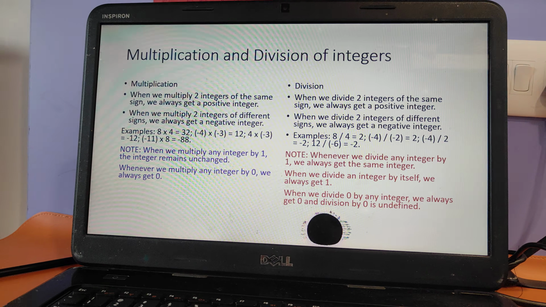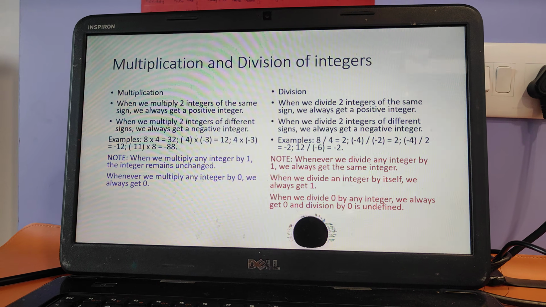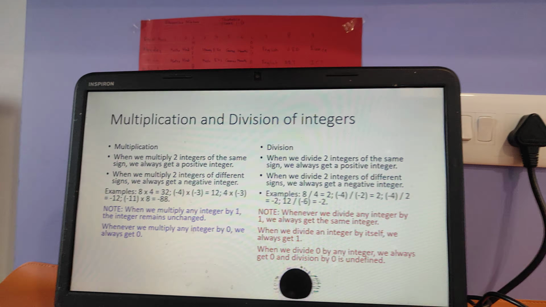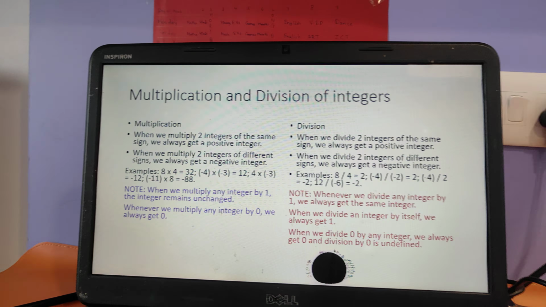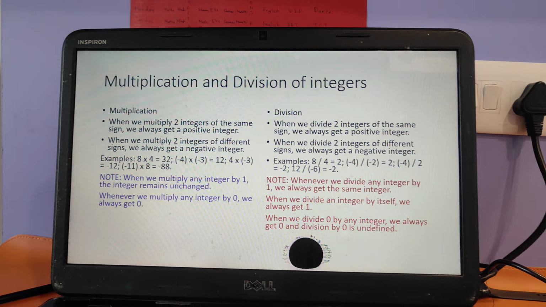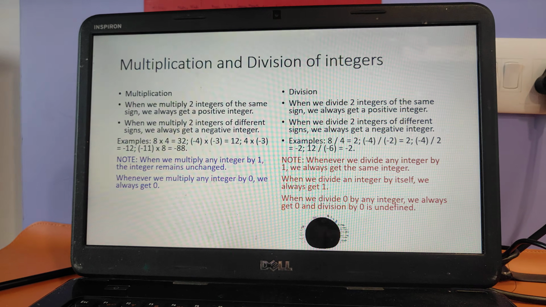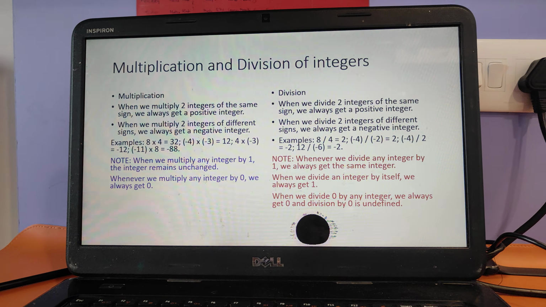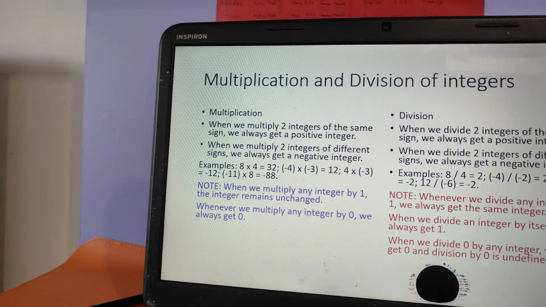Multiplication and division of integers. I guess till class 6 we would have learnt only addition and subtraction of integers. And as we move to class 7, we even learn multiplication and division of integers. And trust me, multiplication and division of integers only have two simple rules.